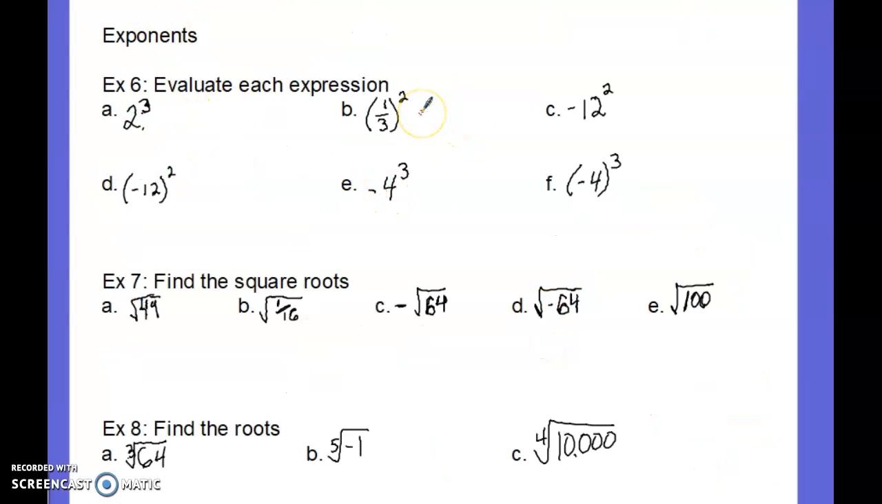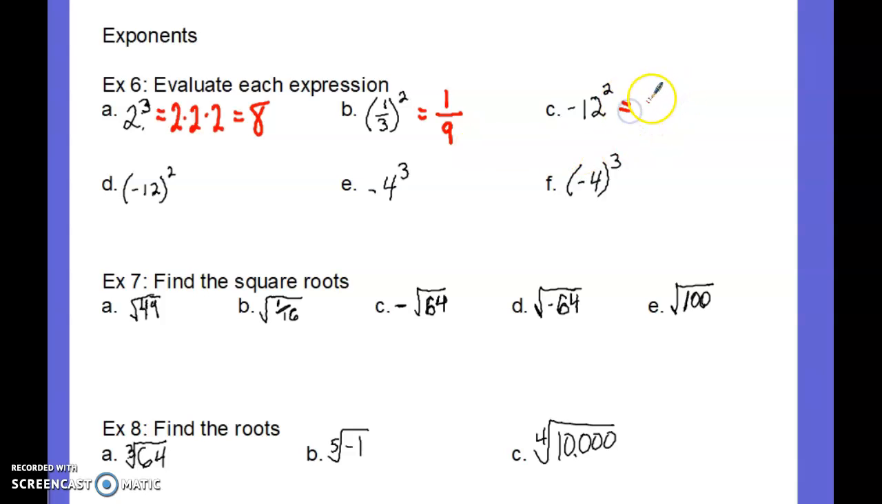Throwing in some exponents for you. Remember, exponents mean repeated multiplication. So this is 2 times 2 times 2, 2 three times. That equals 8. So squaring means 1 times 1, which is 1. 3 times 3 is 9. Now be careful when we throw in negatives with parentheses.